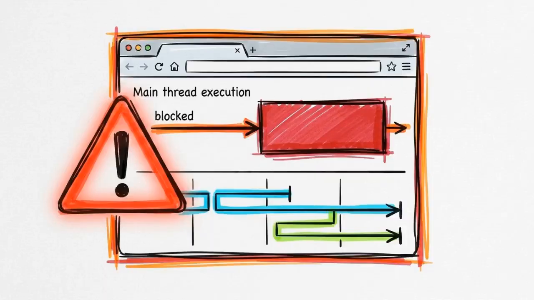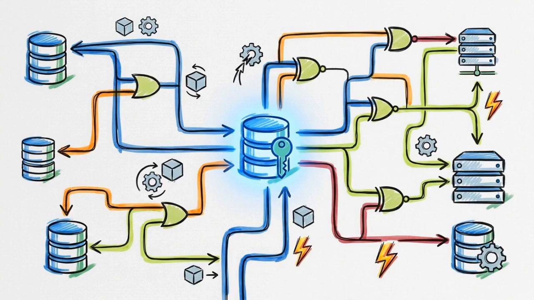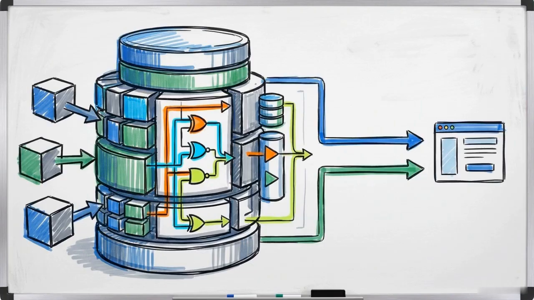Local storage is similarly disqualified. While it has zero boot penalty, it relies on a synchronous execution model that blocks the main browser thread, and it is strictly capped at around 5 to 10 megabytes of storage. That leaves IndexedDB as the optimal persistence layer. It provides asynchronous, gigabyte-scale storage that won't block the UI thread.